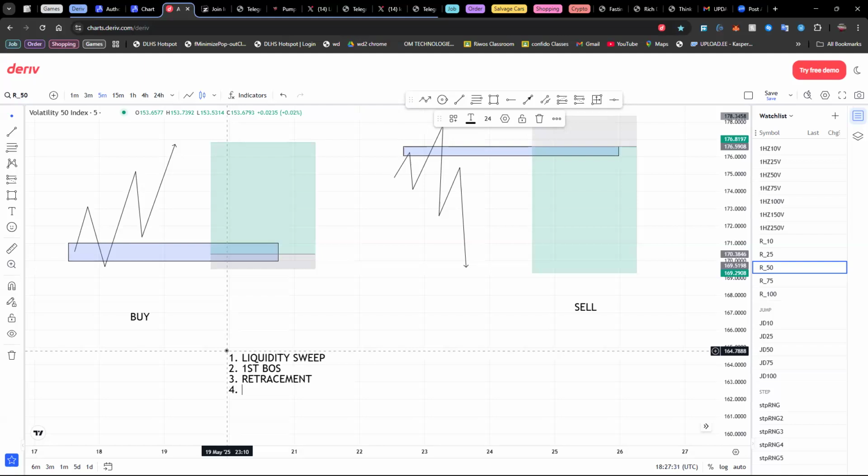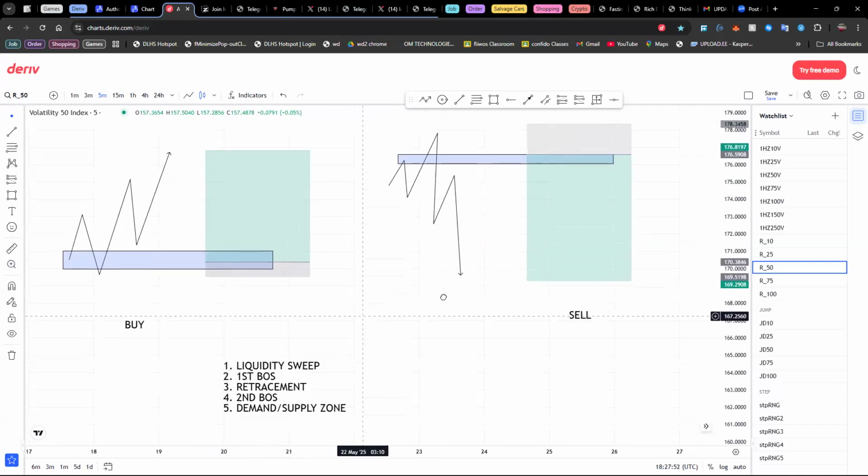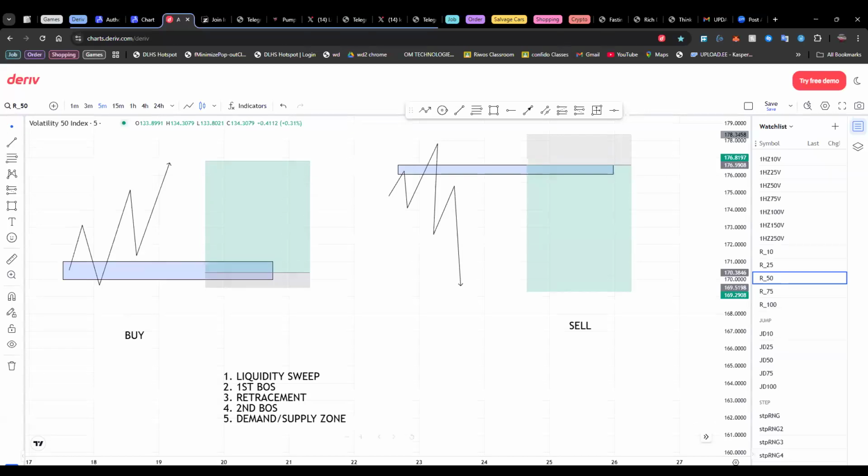Then number 4, you look for a second break of structure after the retracement is done. Then the last thing is to look for your demand or supply zone, where price is most likely to buy or sell from. So for the sake of the person that was not here before, let me go over to the currency pair and show you everything with it.